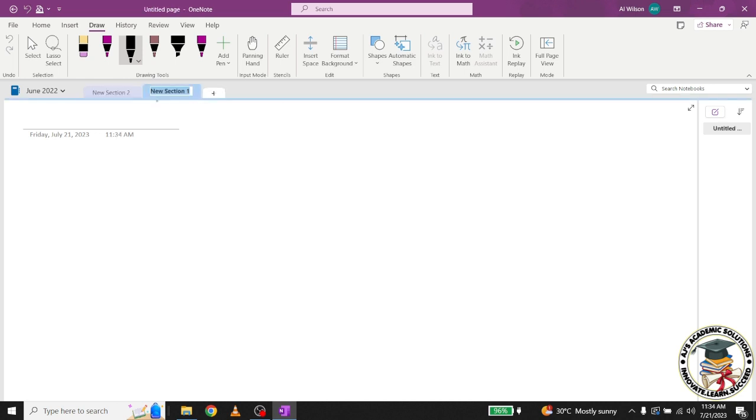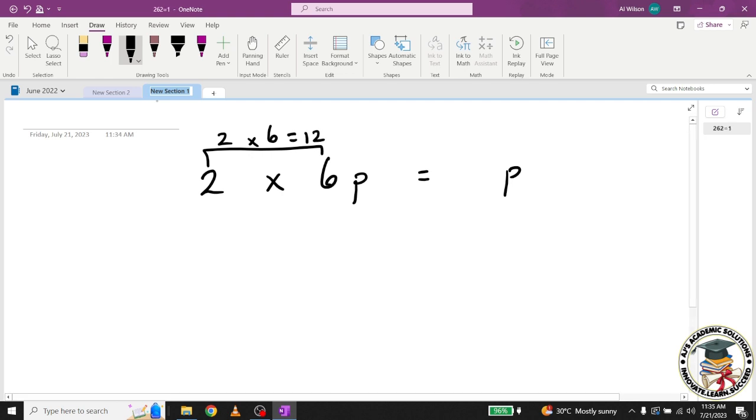So let's look at another one now. Let's say we have 2 multiply 6p. From this, our variable is p, and our coefficients are 2 and 6. And remember, the operation is what's happening between them, which is a multiplication. 2 times 6 is 12. So here we're going to have 12p.